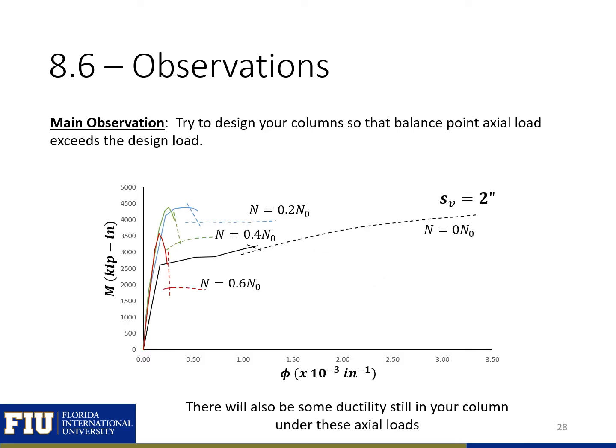Designing below our balance point also ensures that we have some kind of ductility still in our column. So you remember that as we increase our axial load, we decrease our ductility, and we also decrease the capacity of our column. So if we try to stay below balance, so around 20 or 30% of our pure compression capacity, then we'll ensure that we have the maximum capacity in the section, and we also still have some ductility left in our section.